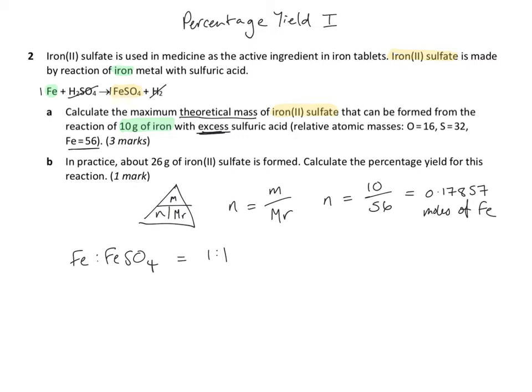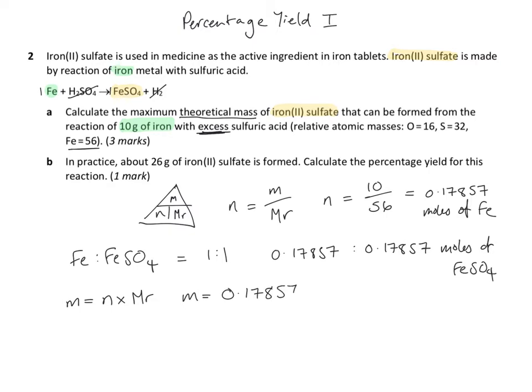Okay, therefore if I have 0.17857 moles of Fe, I also have 0.17857 moles of FeSO4. So now I have those moles, I'm going to come back to my triangle to work out mass. So mass equals N times Mr. So therefore mass equals the moles that we've just worked out, 0.17857 multiplied by the Mr of FeSO4.